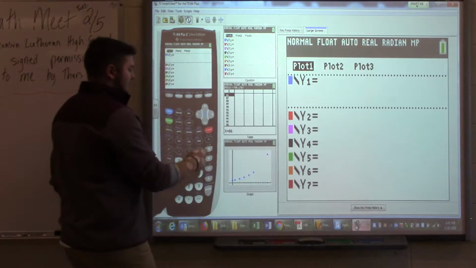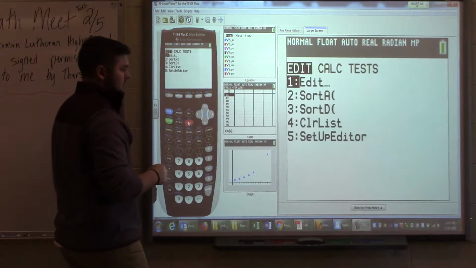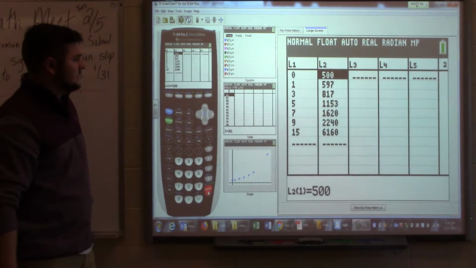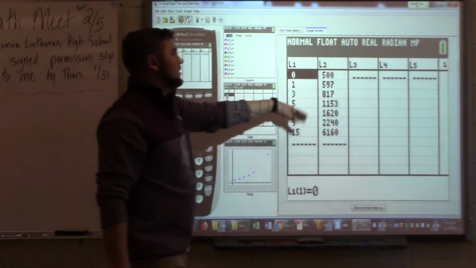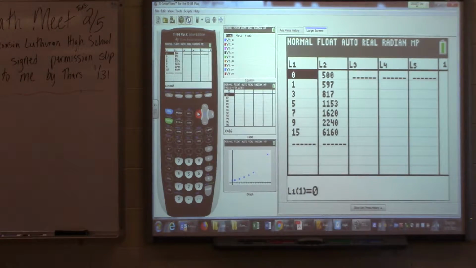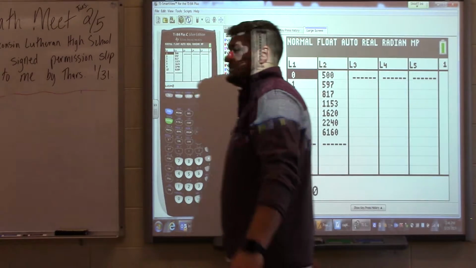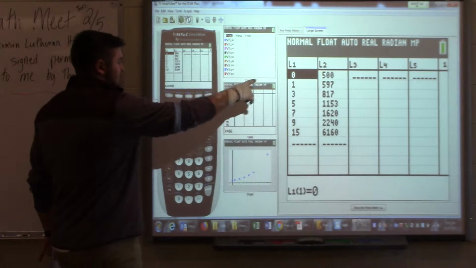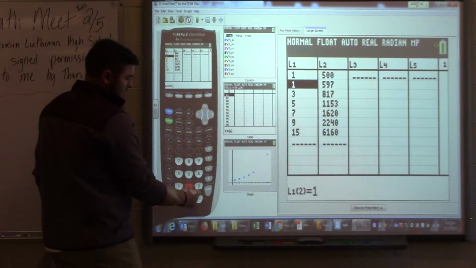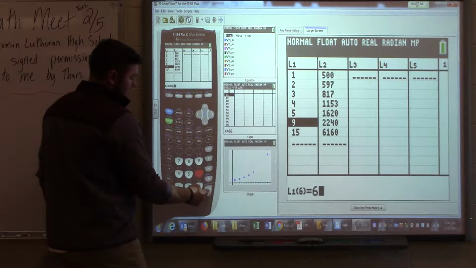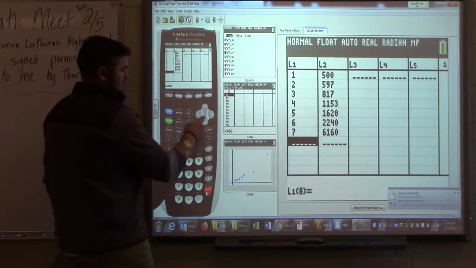So what you can do, stat is right below delete. Edit's the first one that pops up, just hit enter. We are looking for L1 and L2. In L1, we're going to take that table that we had before, using the same data set. We're going to put our x values. So in L1, I want you to put your x values. 1, 2, 3, 4, 5, 6, and 7.